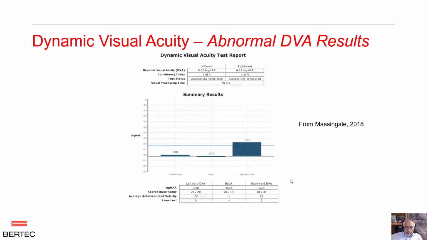Here are the results from a patient who has a right vestibular lesion. The middle bar in the bar graph shows the baseline threshold, and the thin blue line represents 2 lines above the baseline threshold. As you can see, the patient's leftward DVA is considerably better than her right DVA. For the right DVA, the loss of acuity is approximately 3 lines.